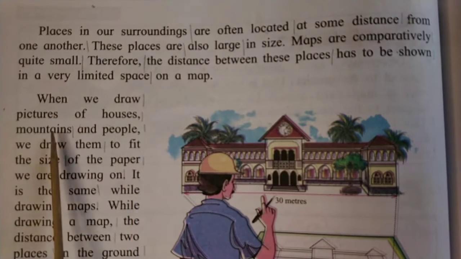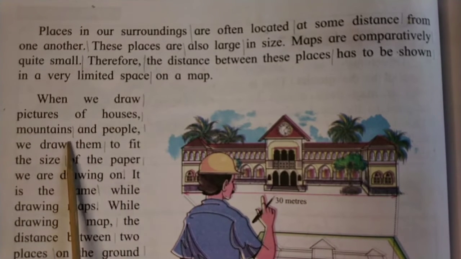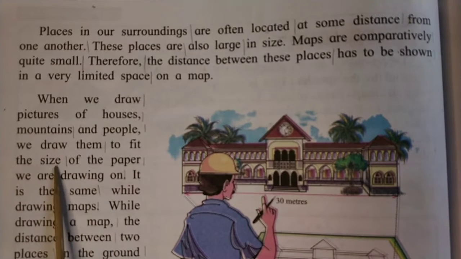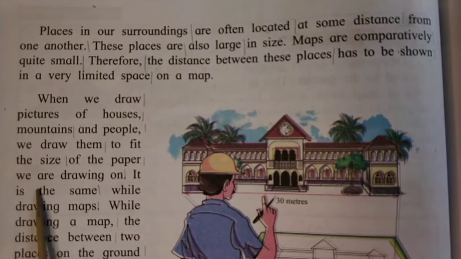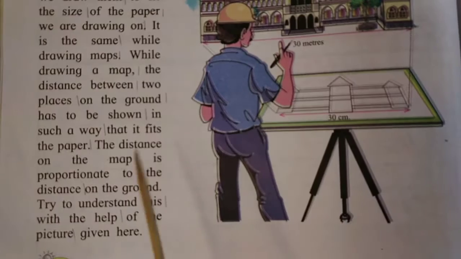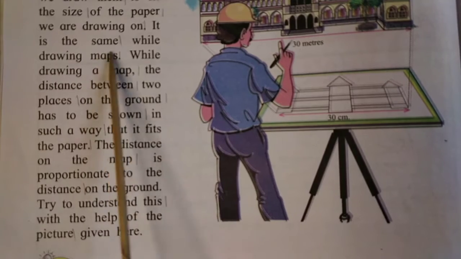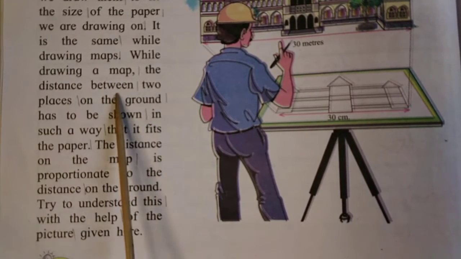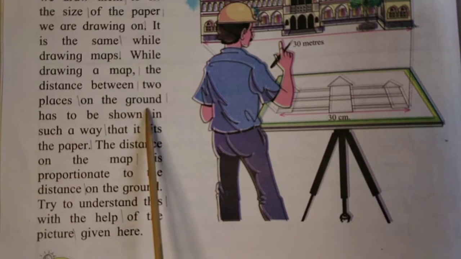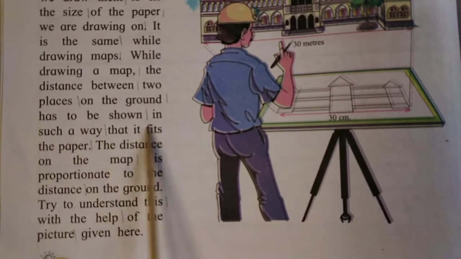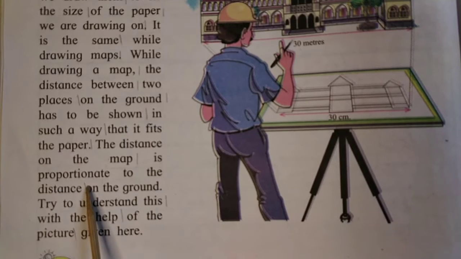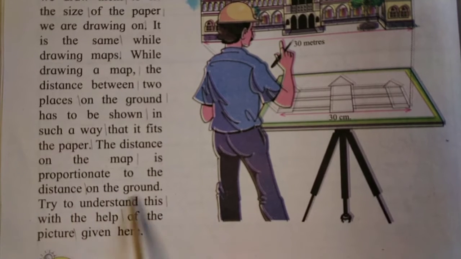When we draw pictures of houses, mountains, and people, we draw them to fit the size of the paper we are drawing on. It is the same while drawing maps. While drawing a map, the distance between two places on the ground has to be shown in such a way that it fits the paper. The distance on the map is proportionate to the distance on the ground.